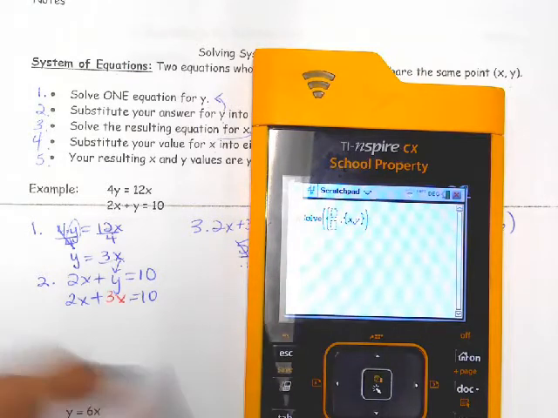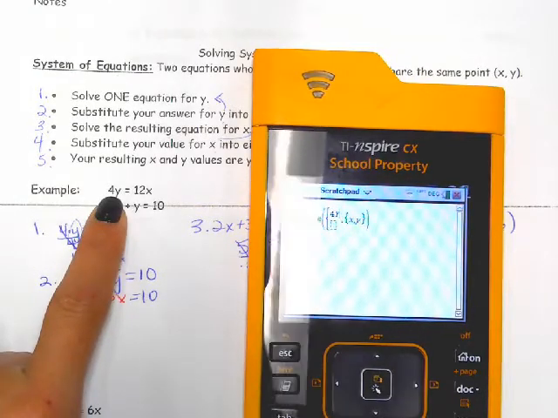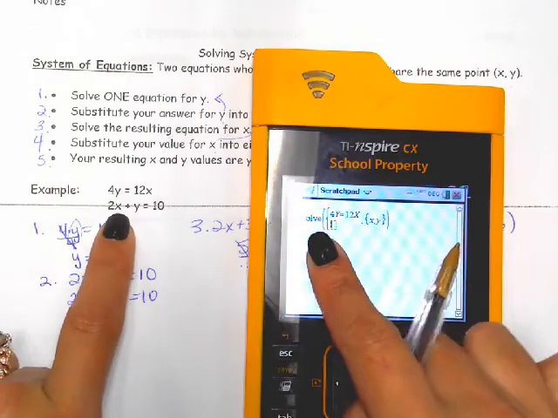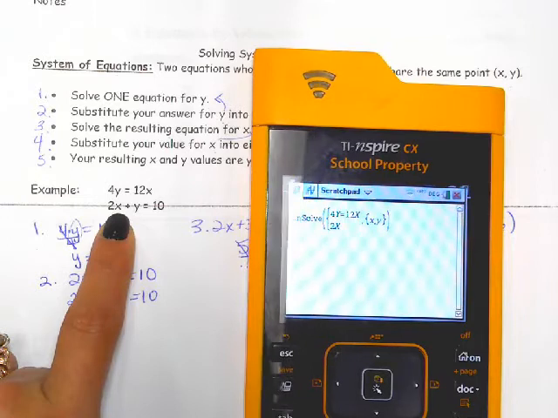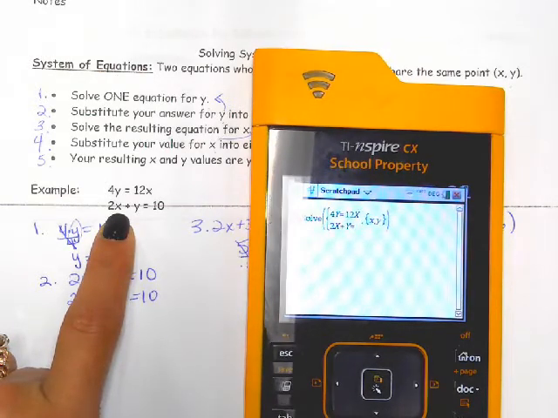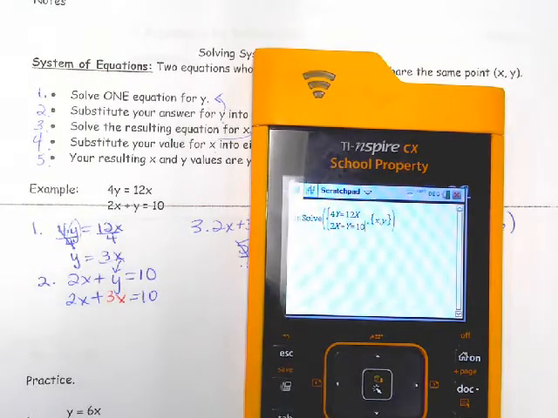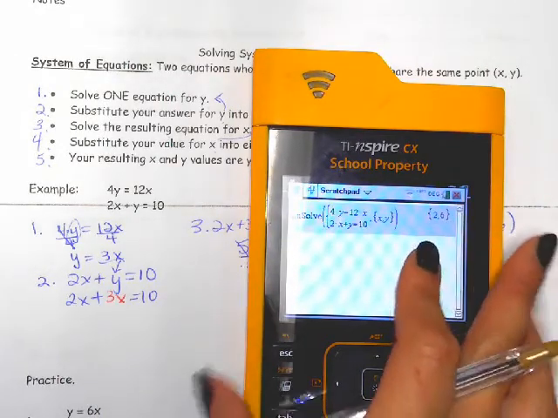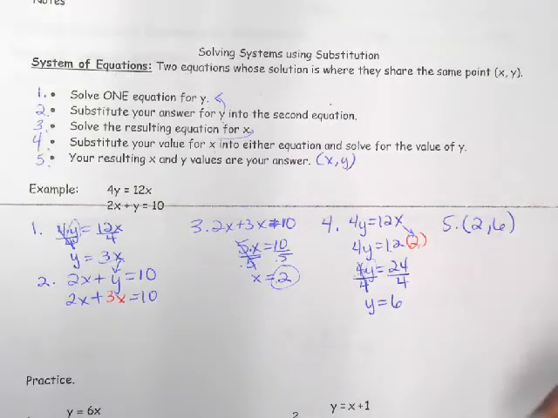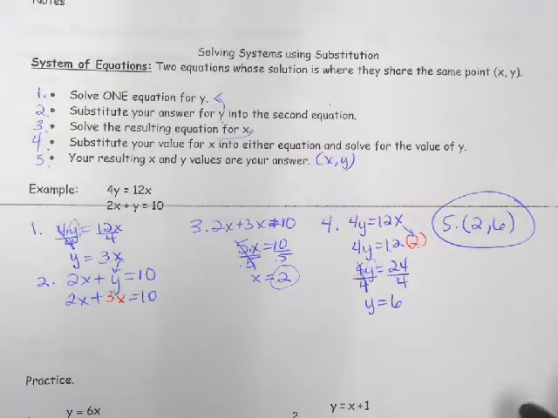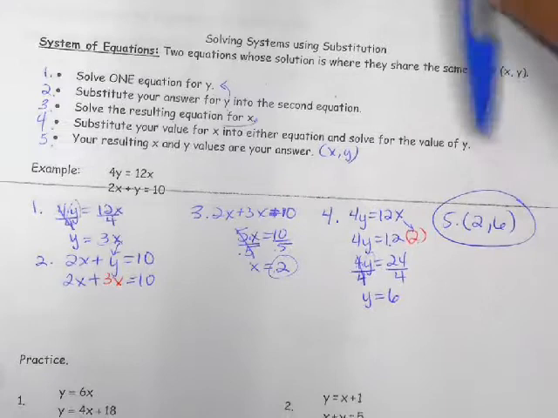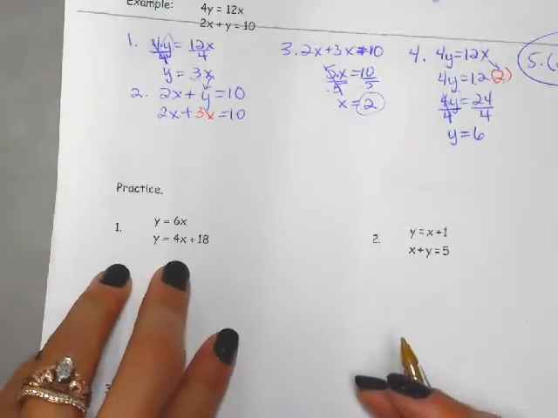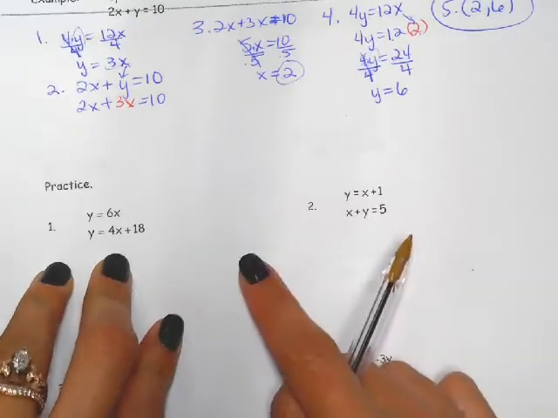First box, put the first equation, 4y equals 12x. Second box, second equation, 2x plus y equals 10. Then just hit enter. Okay, see, x equals 2, y equals 6. So this is correct. Alright, I still need you to show your work in your homework. So please check your answers with the calculator, but I need you to show your work.